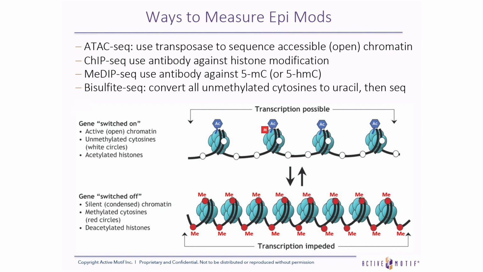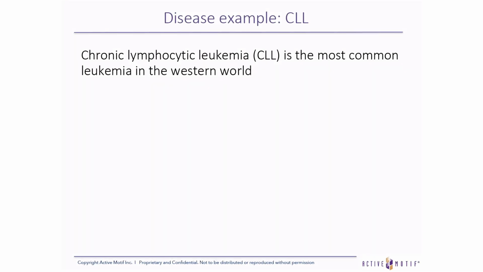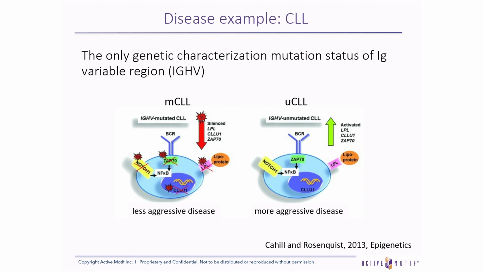So I'd like to introduce an example where some of these methods can be very useful in studying a disease state. So the disease I'd like to bring up is chronic lymphocytic leukemia, the most common leukemia in the Western world. However, its only genetic characterization is the mutational status of the Ig variable region. So when the Ig variable region is mutated, it's a less aggressive disease. When it's unmutated, it's a more aggressive disease.